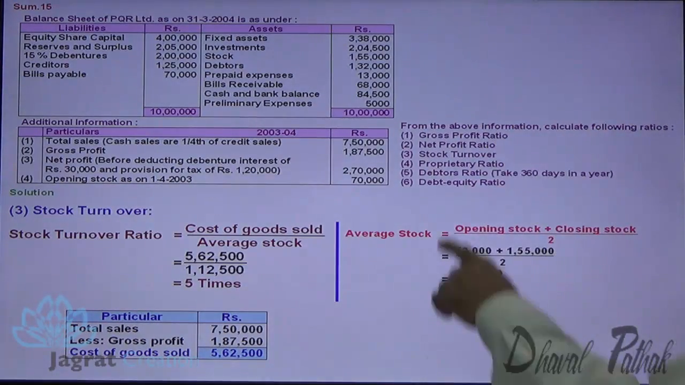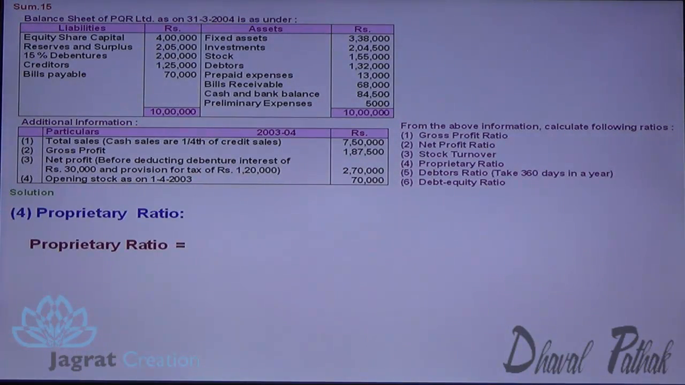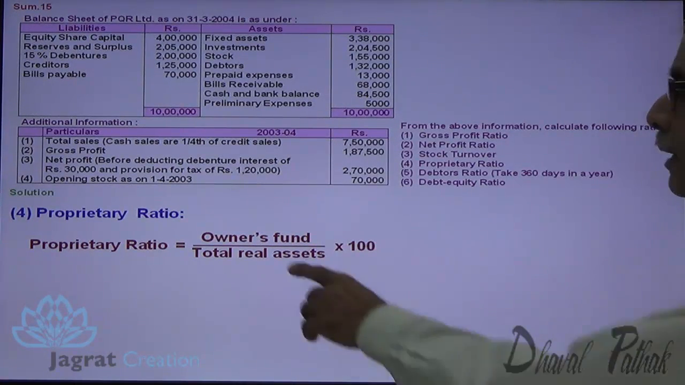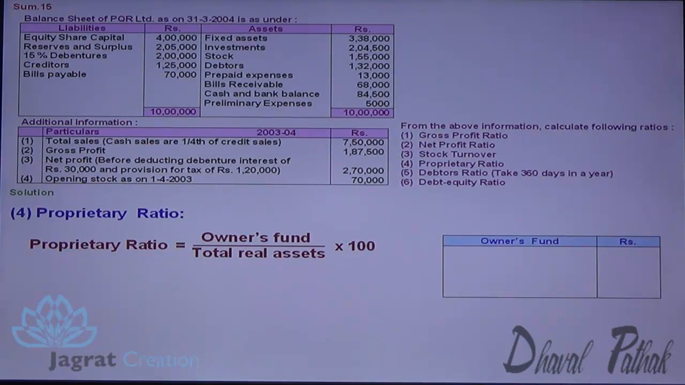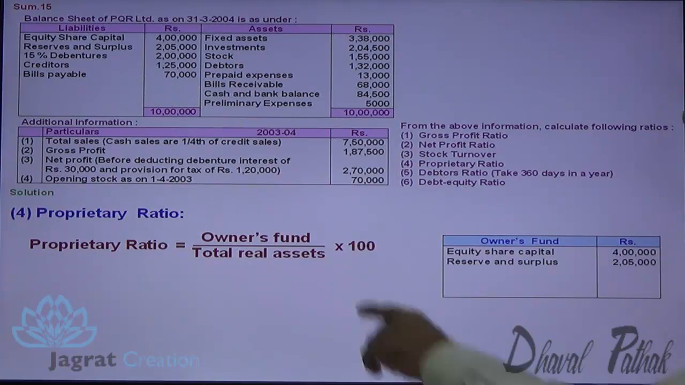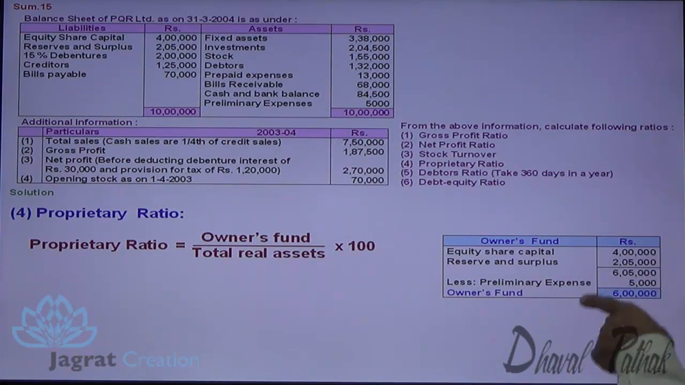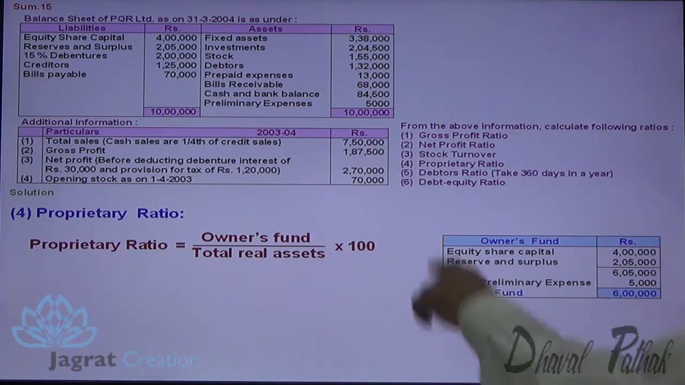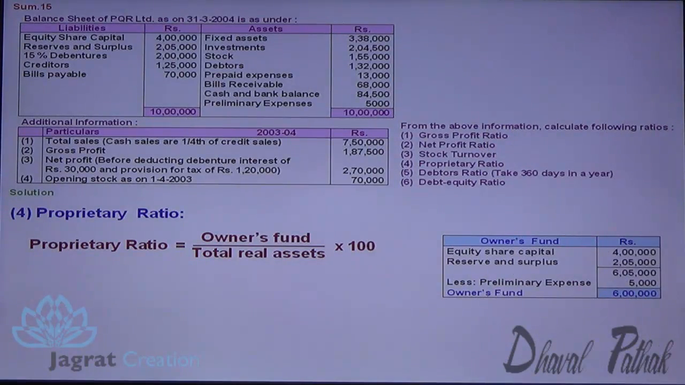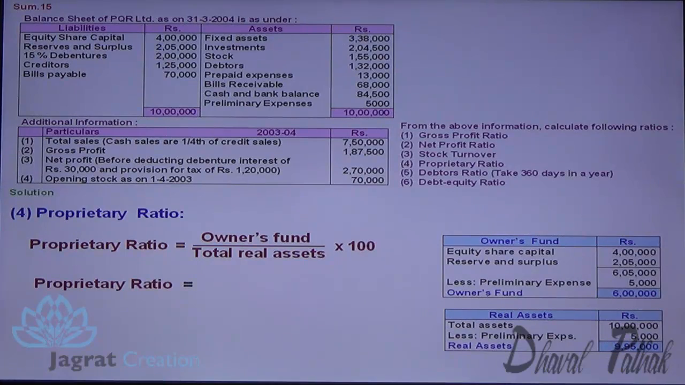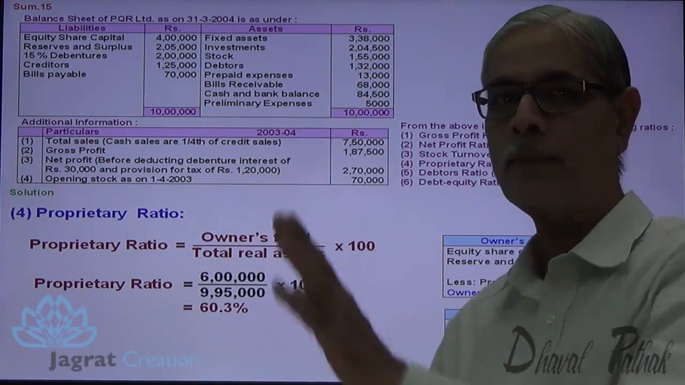Next, proprietary ratio. Owner's fund divided by total real assets into 100. Now I am required to work out the owner's fund: equity share capital plus reserves and surplus. The preliminary expenses get deducted because it is a fictitious asset. 6 lakhs is the owner's fund. Real assets are total assets minus 5,000 fictitious asset. So total assets 10 lakhs minus 5,000 preliminary expenses are the real assets. Owner's fund 6 lakhs divided by 9,95,000 gives 60.3%, which is the proprietary ratio.